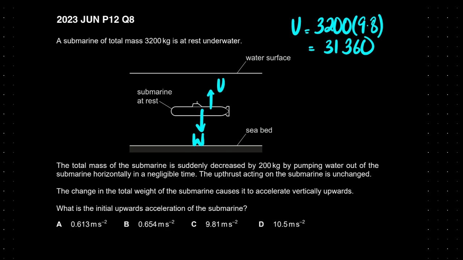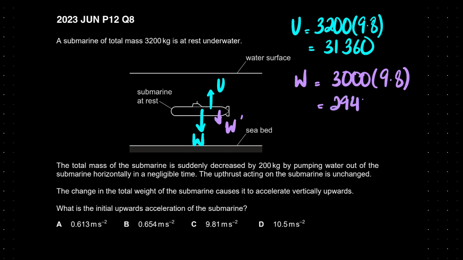And now the mass is decreased by 200 kg. So the weight has now gone down. So I can find out this new weight because I know this new mass. The new weight would be 3200 minus 200. So 3000 times 9.8. So 3000 times 9.8 is 29,400. Now I also know that the upthrust is the same, but the weight is now less. So there is going to be a resultant upward force, which is basically causing it to accelerate vertically upwards.